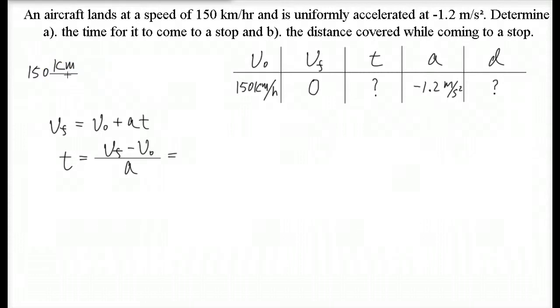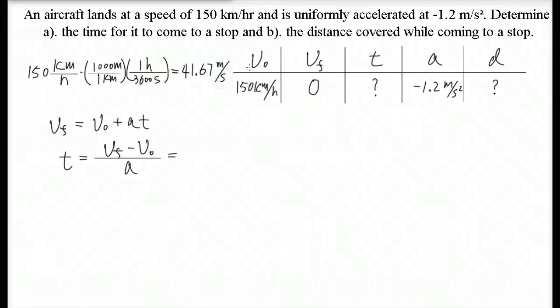Kilometers per hour. So we need to multiply by two converting factors. One is 1 kilometer equals 1,000 meters. Another converting factor is 1 hour equals 3600 seconds. Now this will give you 41.67 meters per second.